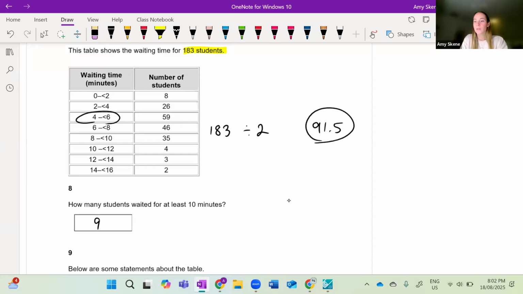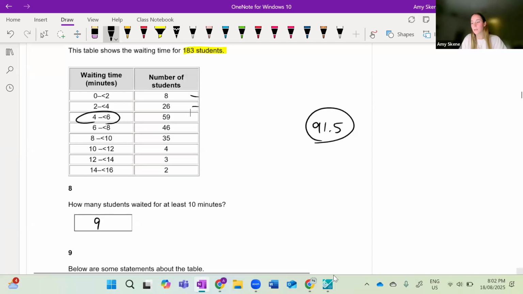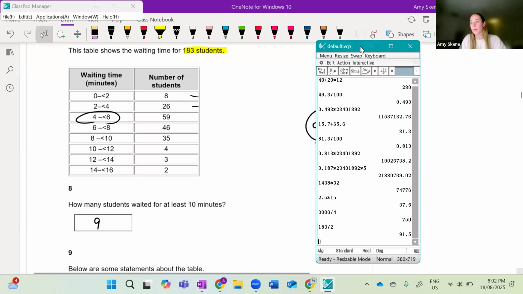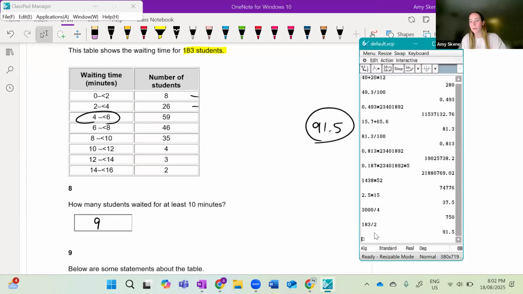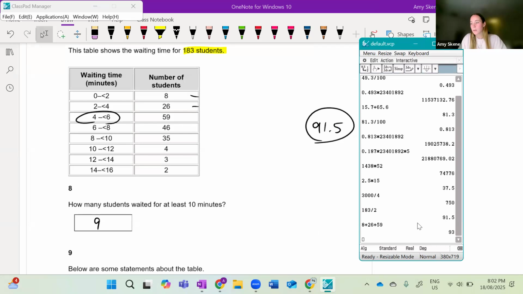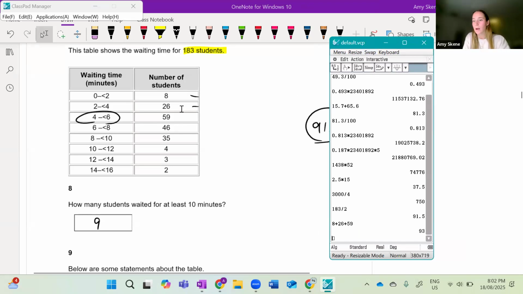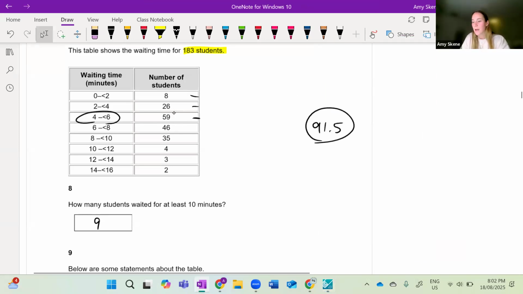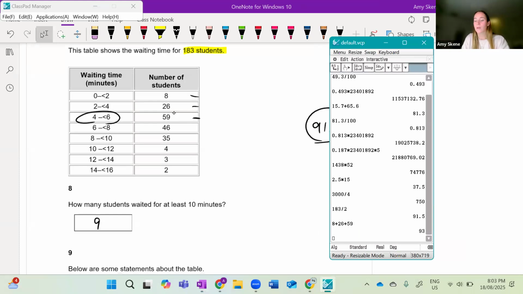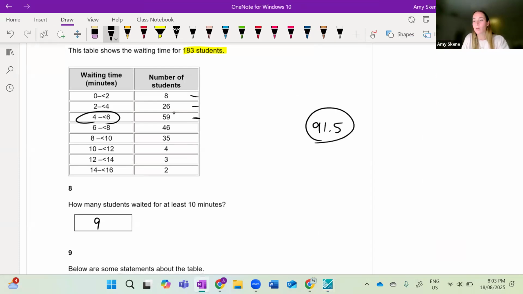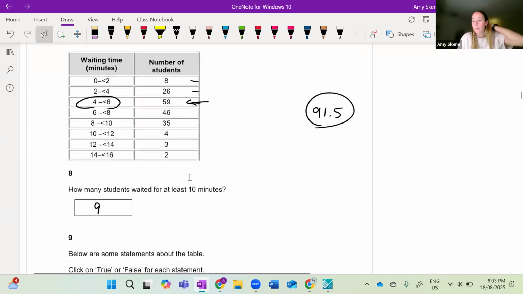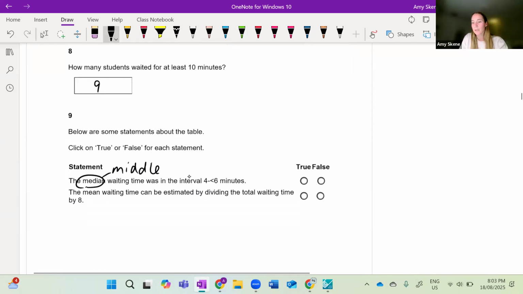So 91.5, we are going to try and find that number of students and the interval that it lies in. So if I do my running totals, I've got 8 plus 26, and I'll just tally them up. And we're just going to wait until I get a bingo for around 91.5. So 8 plus 26 plus 59. We're going to do that first. And we're up to 93. So I'm roughly there. So because I know that I've already done add 59 and I get up to 93, I know that I'm then up to the next interval. So that 91.5, that number of students does fall in the waiting time interval of 4 to less than 6 minutes. So that is true.